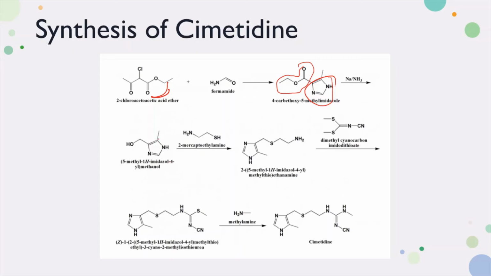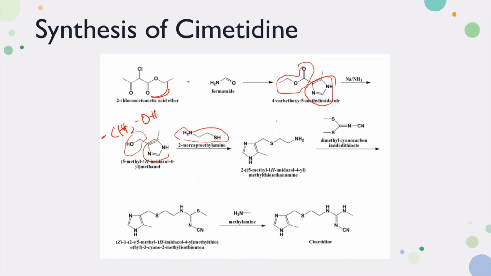So basically you can start with the methanol, CH2OH, which is being replaced. In this case we have this methanol, and at the same time we have this further methyl group which is present. Next, we react this further with 2-mercaptoethylamine, and after reaction this will give us 2-5-methyl 1H imidazole 4-yl methyl thioethylamine.